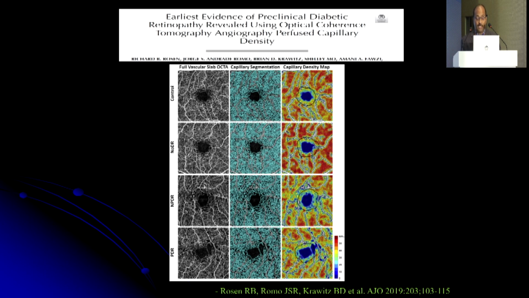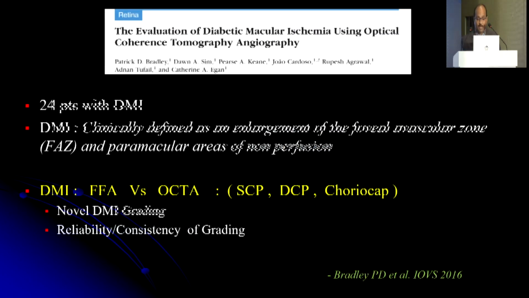So in controls, you can see the red area on the far right panel, which is the capillary density map, that increases in diabetics without diabetic retinopathy. So perhaps in this little twilight zone, there is an increased metabolic push to increase the vascularity because the retina senses changes. But as it moves into organic pathology, from no DR to NPDR to PDR, that perfused capillary density is now dropping off slowly. So you can see that red is going and becoming yellow.